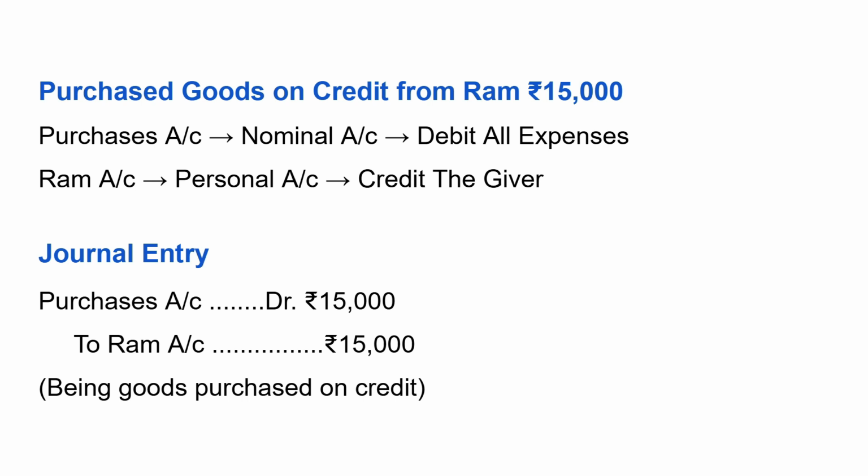Since Ram supplied goods without cash, he becomes our creditor. In the previous transaction, we recorded purchase account to cash account because it was a cash transaction. But here it is not mentioned that we have paid money to our creditor, Ram. So we have taken it as Ram because we owe him money. Next.